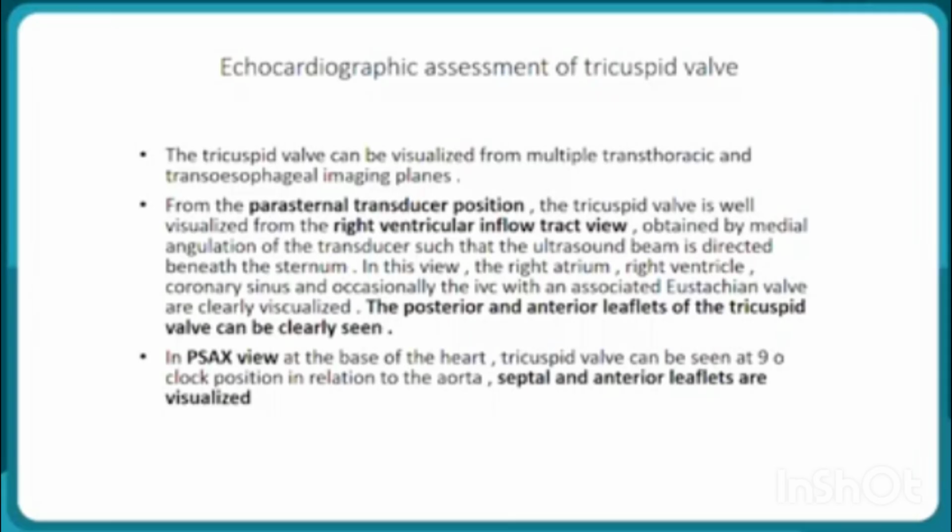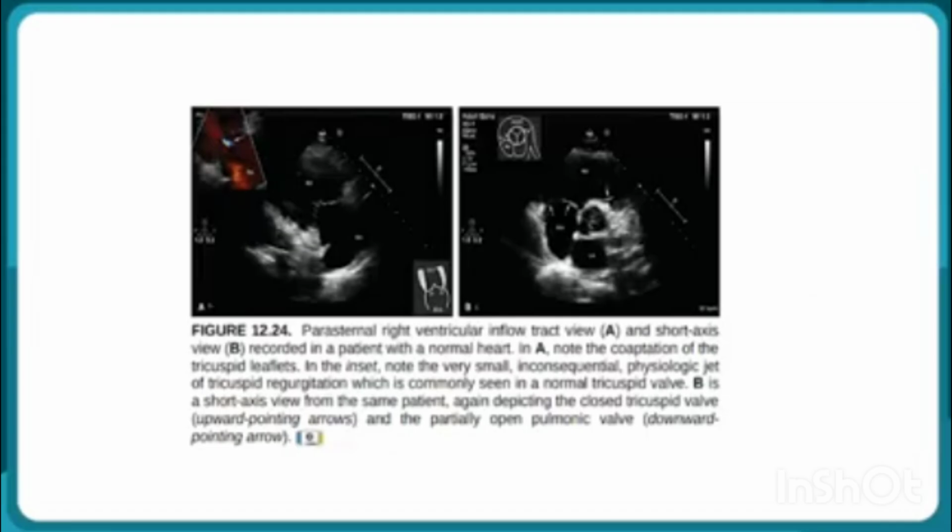and the two leaflets seen in the RV inflow view are the posterior and anterior leaflets of the tricuspid valve. The second view to visualize the tricuspid valve is the modified parasternal short axis view, in which the tricuspid valve is seen at the 9 o'clock position compared to the aorta, and two leaflets, septal and anterior, are visualized. As shown in the diagram, image A is the parasternal long axis RV inflow view showing two leaflets, anterior and posterior, while image B is the modified short axis showing septal and anterior leaflets at the 9 o'clock position.